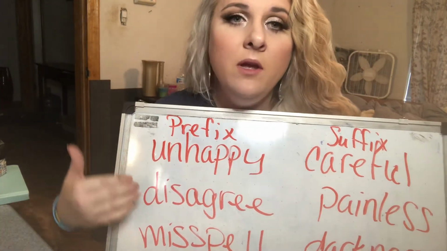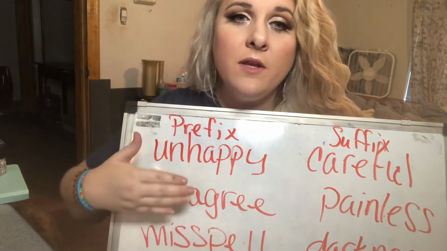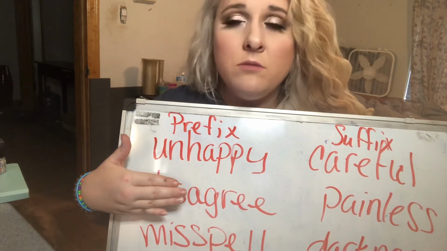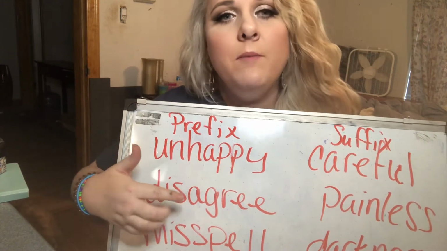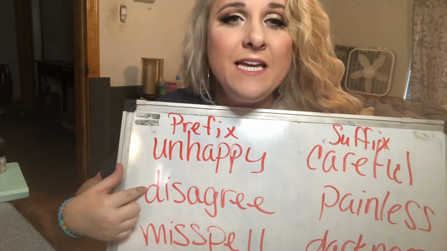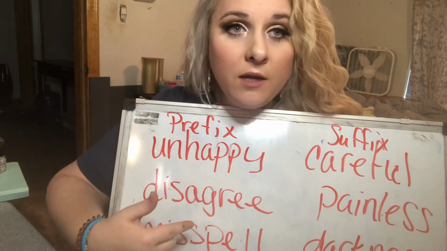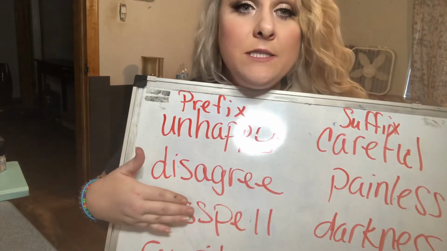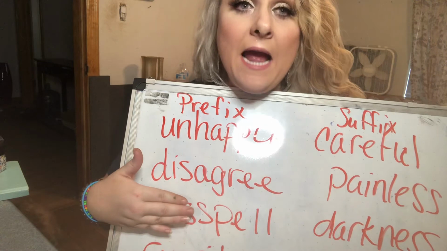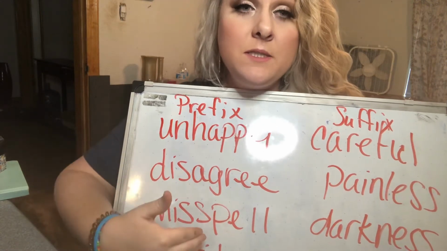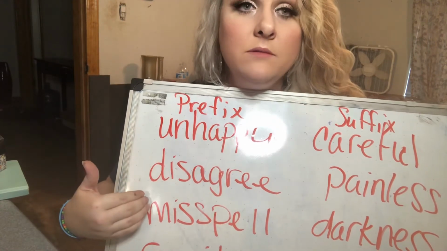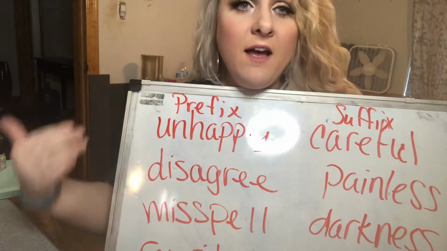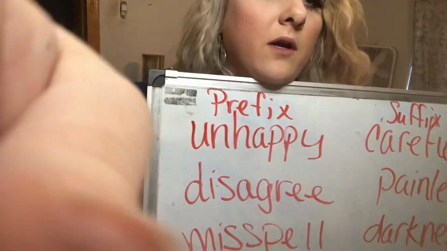If I say agree, my base word is agree, says, yeah, we get along, we agree on this. But if I add the prefix dis, disagree, it means to not agree, right? So it changes the meaning. Okay, so my root word is spell. If I add the prefix mis, misspell, what does that mean? It means to not spell, right? I've spelled it wrong.